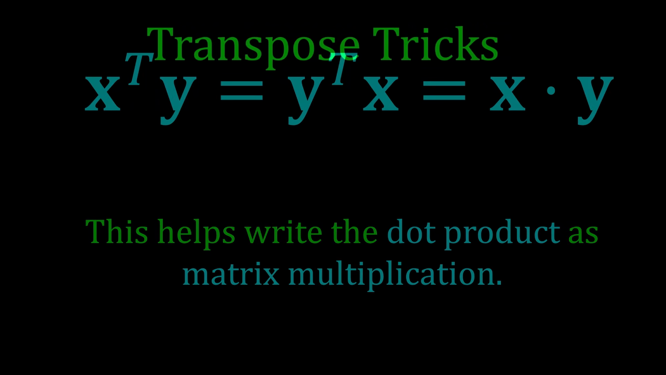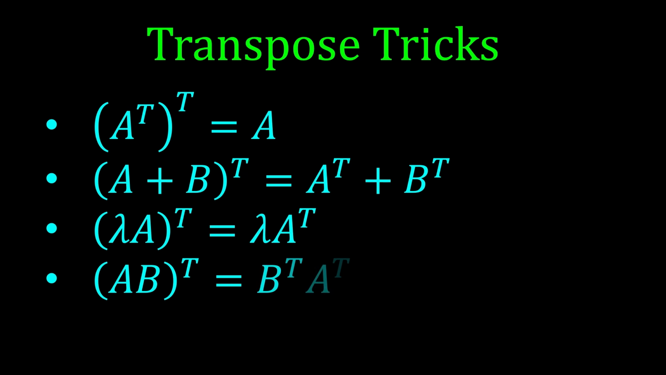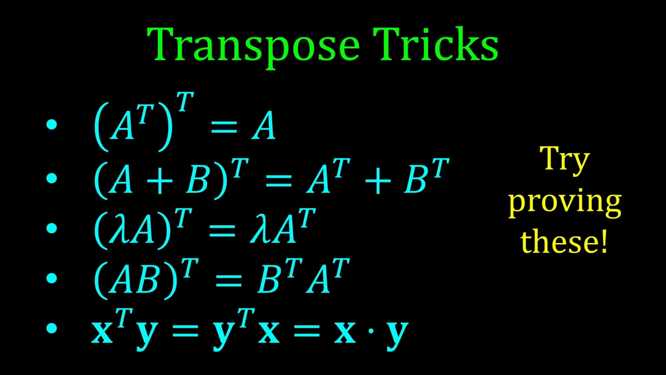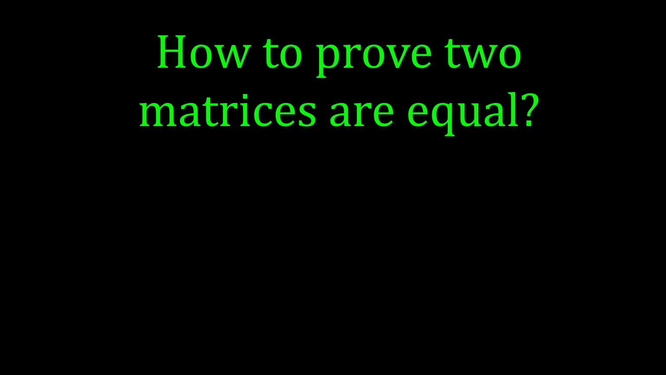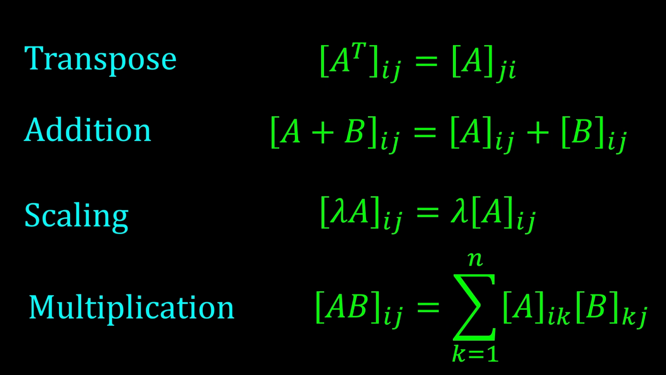Now here are some nice identities regarding the transpose. I'll just list them all out here. Really, you should try proving these yourself. And I'll just give you a bit of a hint on how to get started. So you're trying to prove these matrix identities, right? How do you do that? How do you prove two matrices are equal? Well, if you want to prove A equals B, you just have to prove that each entry of A equals each entry of B. And maybe you'll have to argue that they have the same size as well, but yeah. So you just need to show that Aij equals Bij. Also, you'll need these tools: the definition of the transpose, the definition of addition, of scaling, and multiplication.